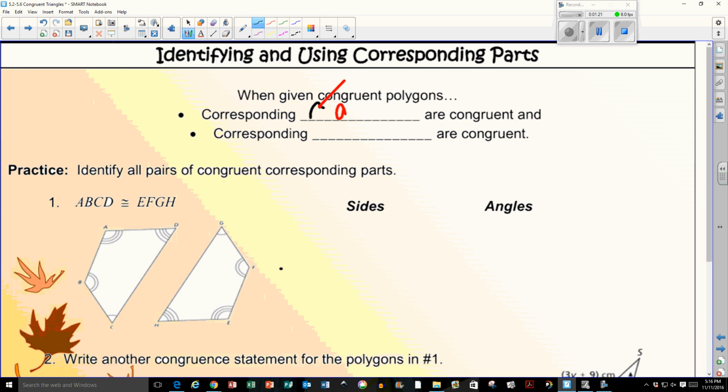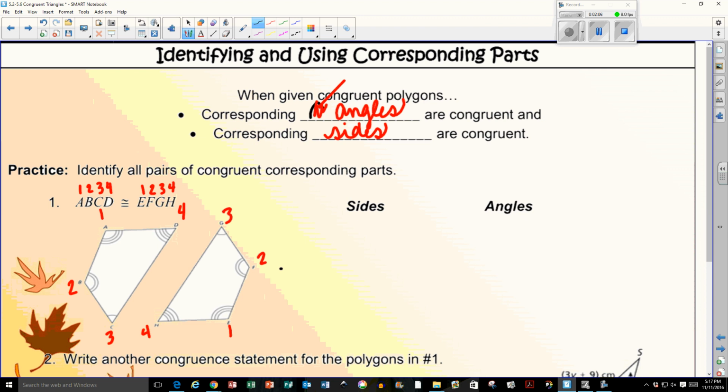So corresponding angles, and corresponding sides. So the sides and the angles are going to be congruent. Looking at these two pictures, they give me ABCD is congruent to EFGH. I always number them 1, 2, 3, 4, 1, 2, 3, 4. That way I don't have to look for this angle and this angle and so on. I just go straight to those numbers. It's a lot easier to match 1 with 1, 2 with 2, 3 with 3, and so on. E is 1, F is 2, 3, 4.